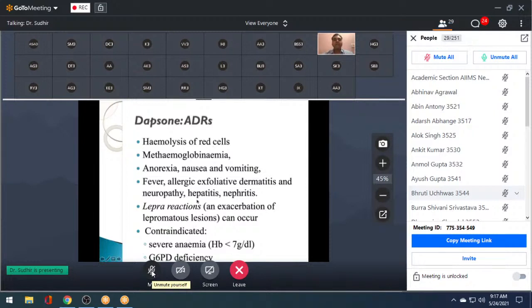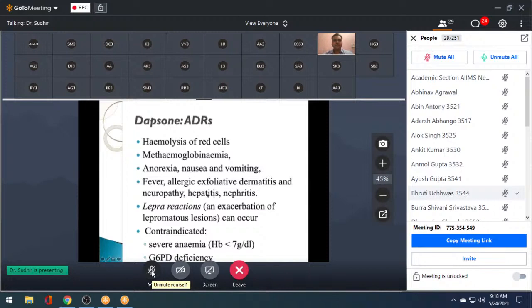So coming to other side effects, it can cause hemolysis of red blood cells, and if there is G6PD deficiency, then it can be more precipitated. So it is contraindicated in case of severe anemia and G6PD deficiency. It can also cause methemoglobinemia. It has some GI side effects like anorexia, nausea, and vomiting. And sometimes it can cause allergic or hypersensitivity reactions that can lead to fever and allergic exfoliative dermatitis. Okay. It can cause neuropathy, hepatitis, nephritis.